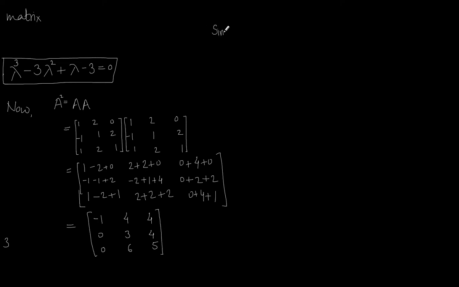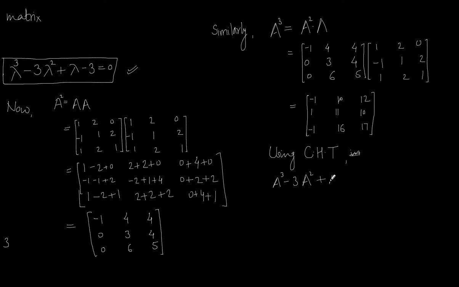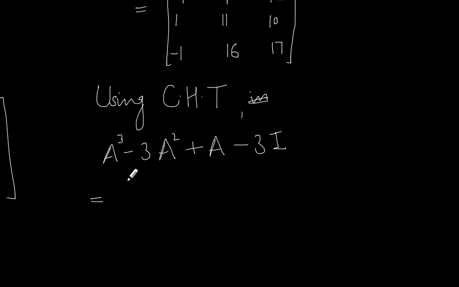In the same way, we will obtain the matrix A cube. Write down the matrix A square which we have obtained here, and the matrix A is given by this. Now do the multiplication as I described above. So we will get this matrix A cube. Now we will use these values in the equation obtained from the characteristic equation by replacing lambda by A, and we will have this equation.